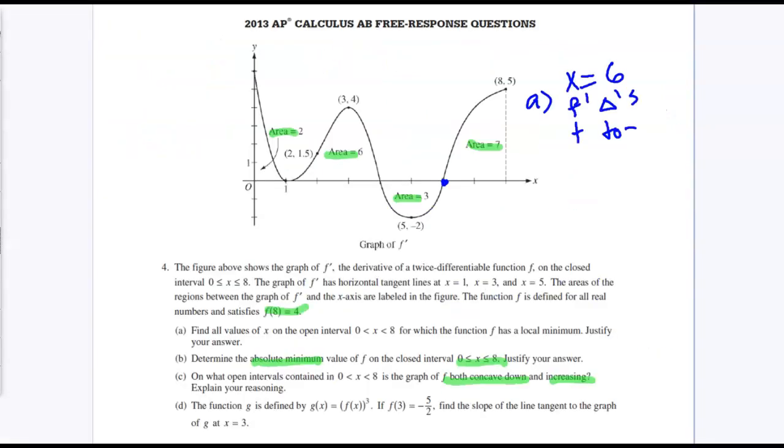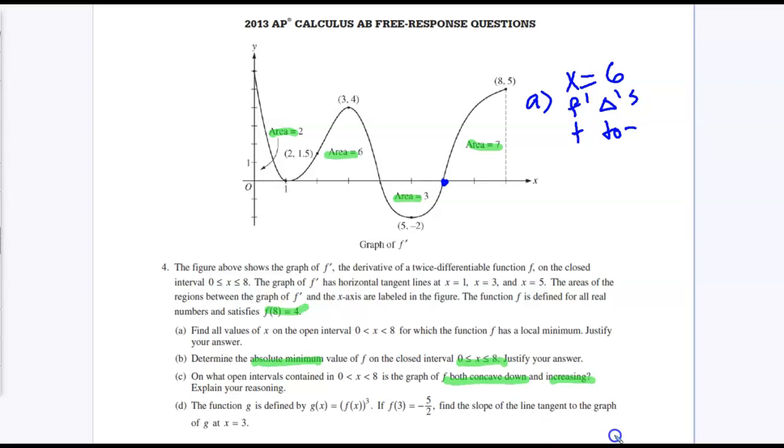Now part D is a derivative question, and they're telling us the function g can be defined as f of x all cubed, and they're giving us f of 3 is negative 5 over 2, and they want us to find the slope of the tangent line to the graph of the function when x is equal to 3.